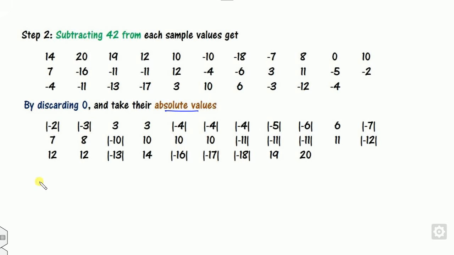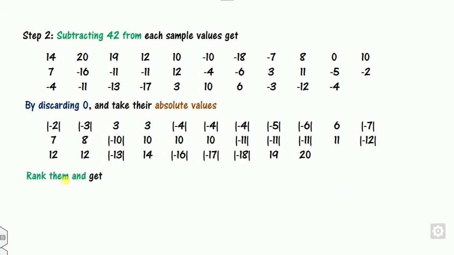Now we can rank them. How do you rank them? This is the smallest number in magnitude, so this is 1. These are the same numbers, so this is the second, third and fourth. So how do you rank them? 2, 3, 4 divided by 3, so it is 3 for the same number. Okay, so we will rank them as here.